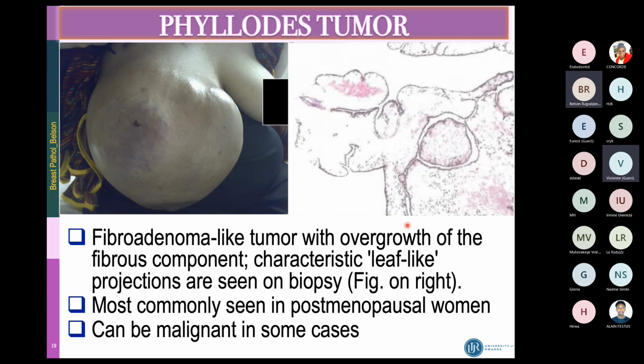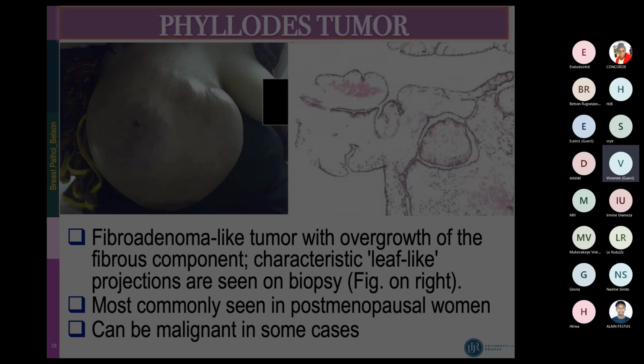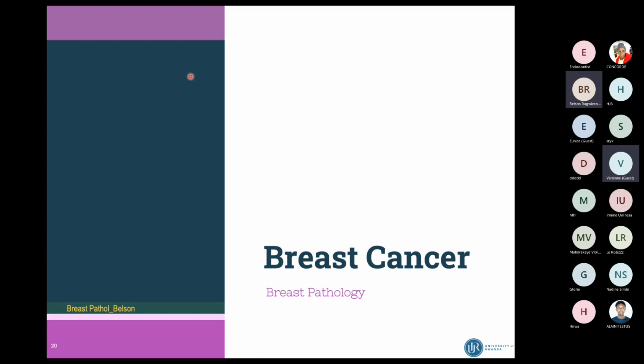So it is most commonly seen in post-menopausal women. It can be malignant in some cases, so it is written here. If you see that this breast is very large compared to the contralateral one, with reddish areas, maybe the nipple to identify it, there is a deformity here. So that's all for benign tumors.